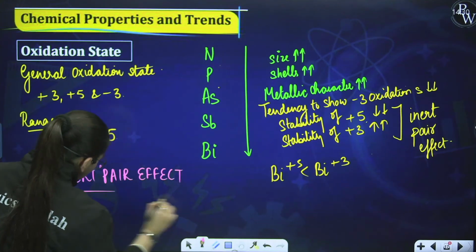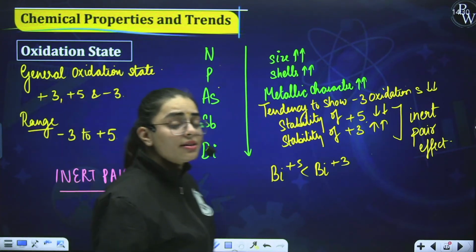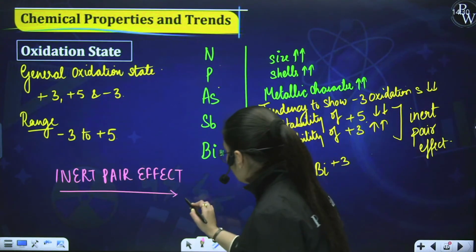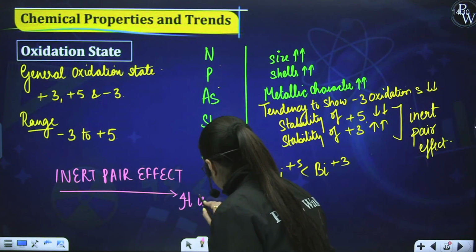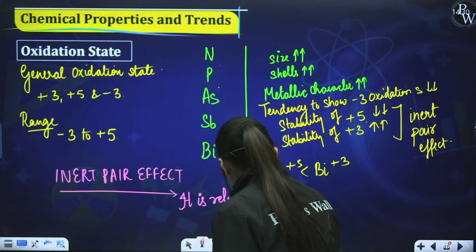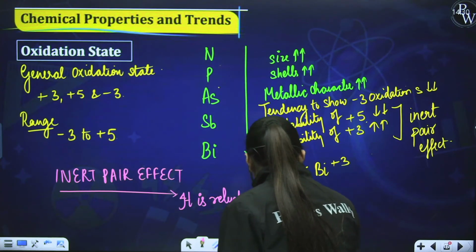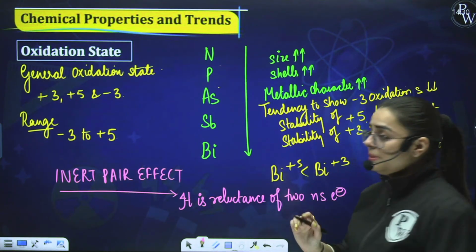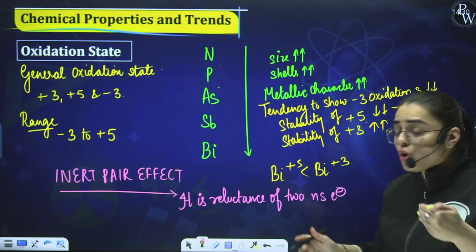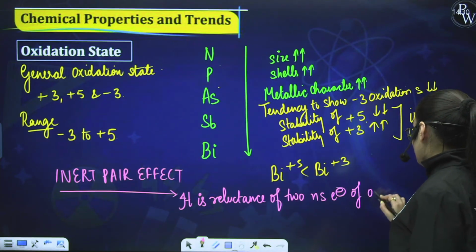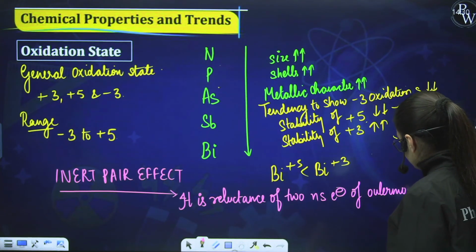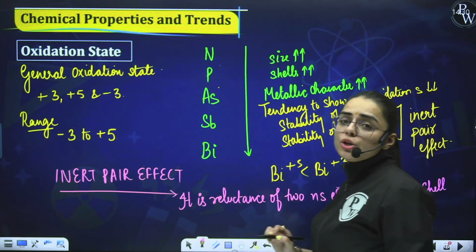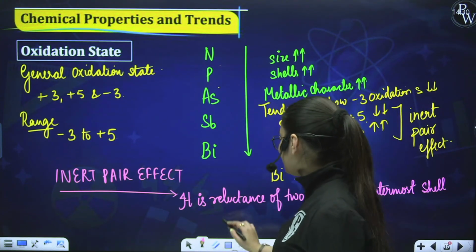See, what is inert pair effect? Inert pair effect basically is the reluctance of two ns electrons. That means it is not allowing the two ns electrons of the outermost shell to participate in bonding. I will explain you.